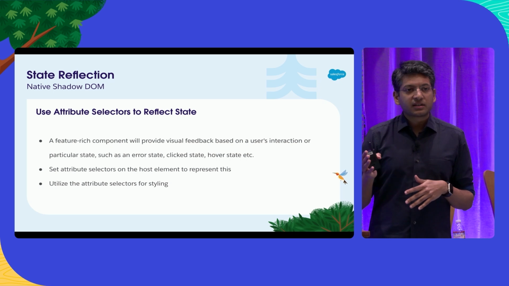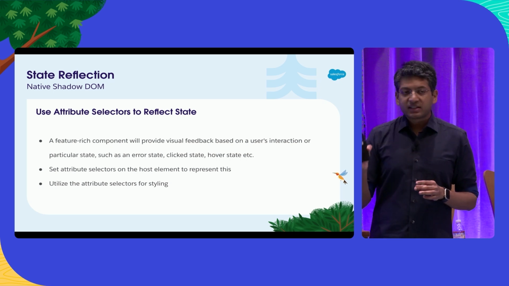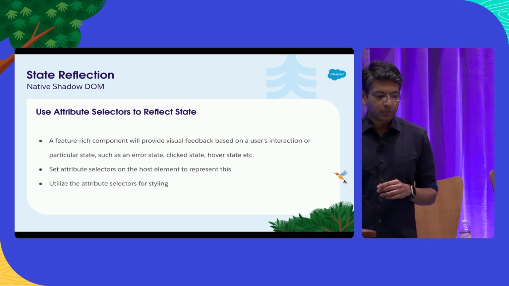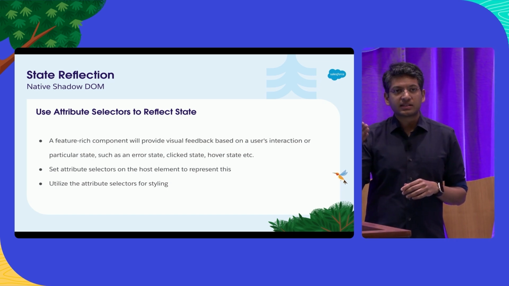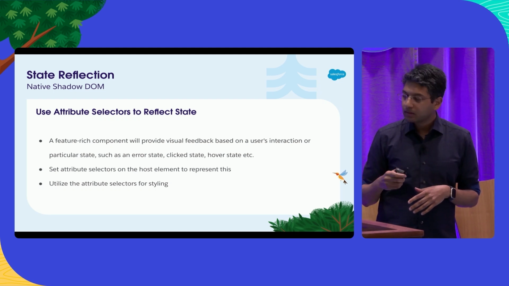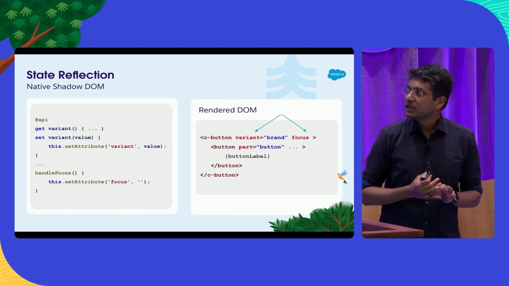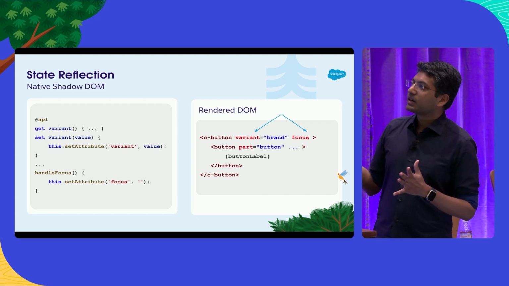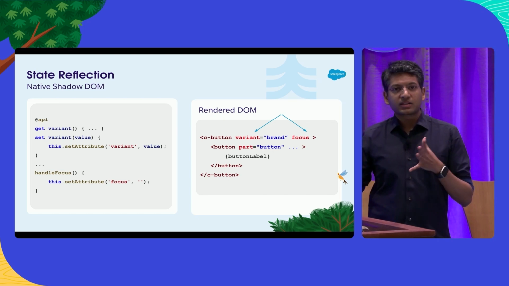How do we represent this in our HTML? We'd set these attributes onto the host element of your custom component. And then you would utilize these attributes for styling, along with the part attribute that we saw earlier. Again, let's take a look at an example. Let's say we're building that custom button again. And let's say this button now has a few variants that we want to style differently.